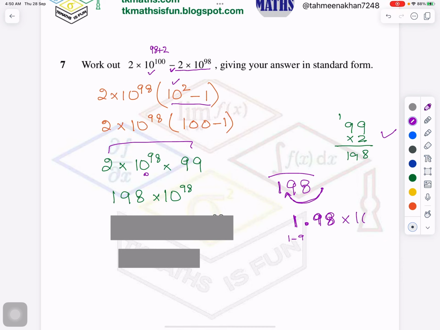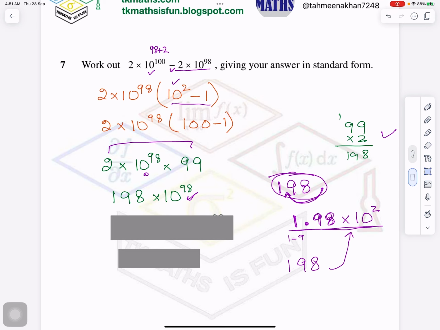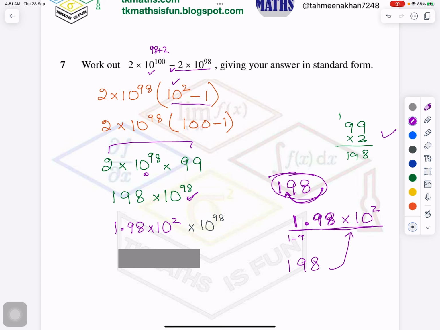So I will multiply it by 10 power something so that when I get the answer of this number, it should be 198. So it will be 10 power 2, which means 100. So 1.98 into 10 power 2 is equal to what? 198. So 198, when you change it into standard form, it will become this. Right? And I'm not touching this 10 power 98 now. I'm keeping it there as it is. And now this form 1.98 is perfect. Now I can simplify this.